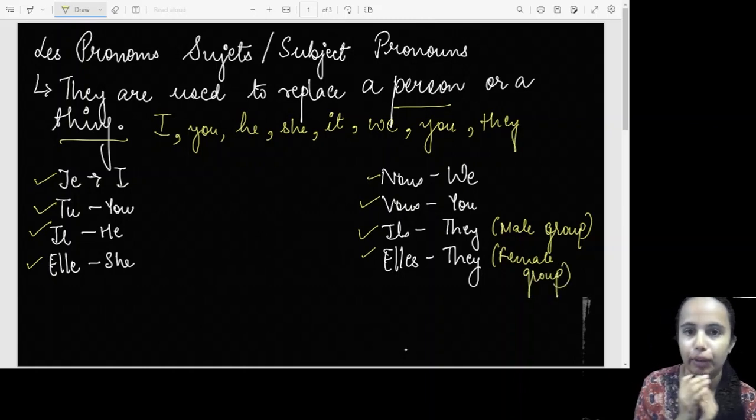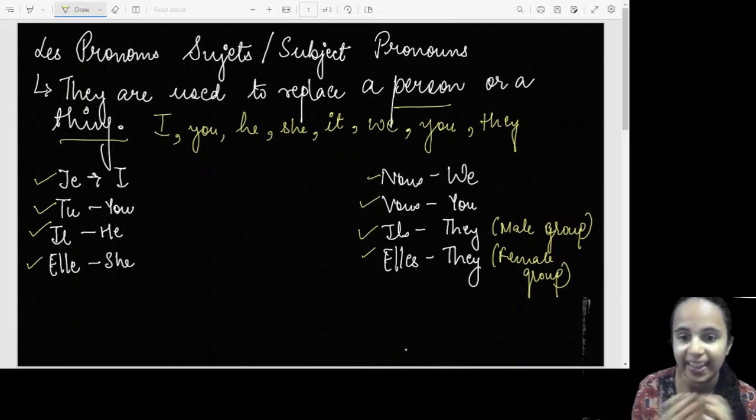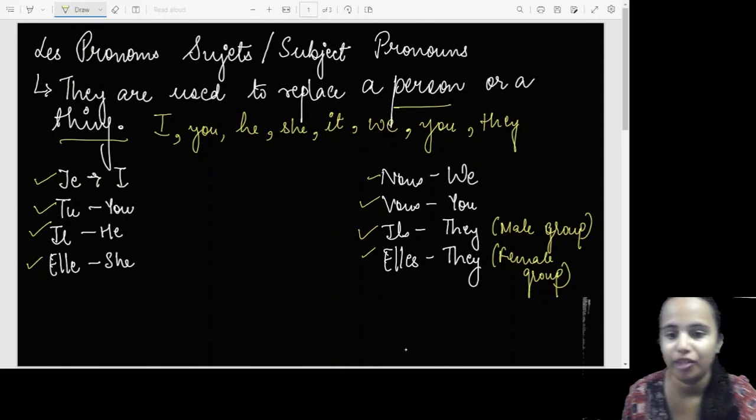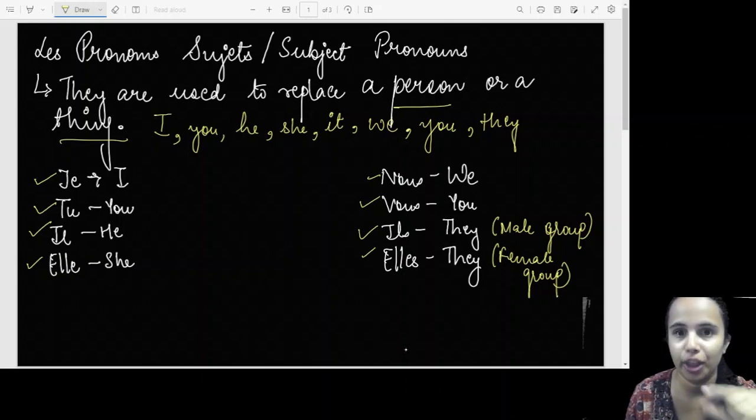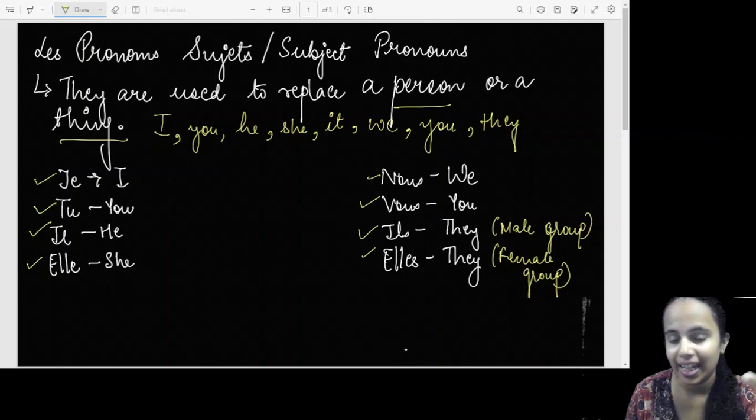For example, if there is a group in which everybody is male, in that case we use ils. Now a group in which everybody is female, in that case we will use elles. Now for example, a group in which there is a combination of both male and female, then in that case we will use ils only.